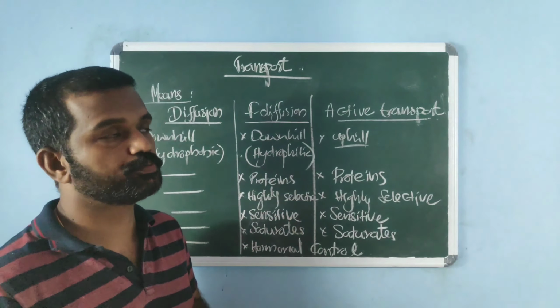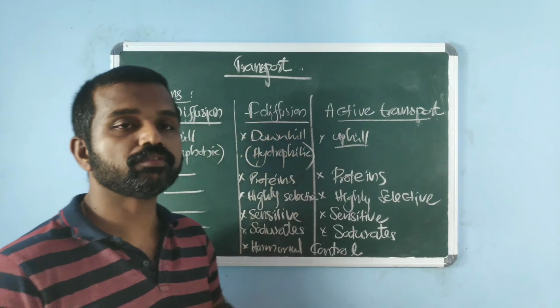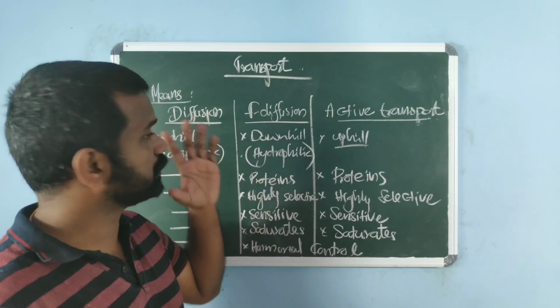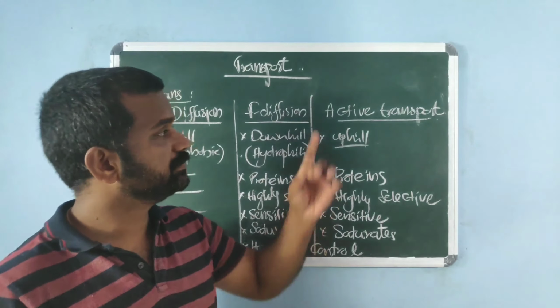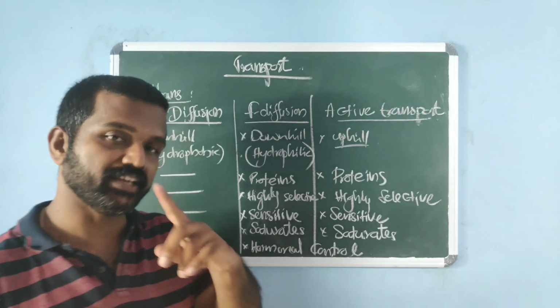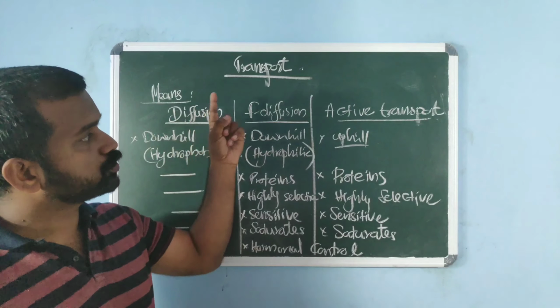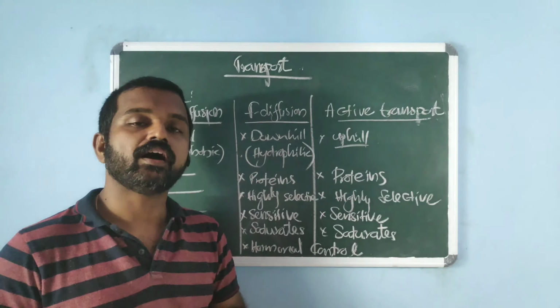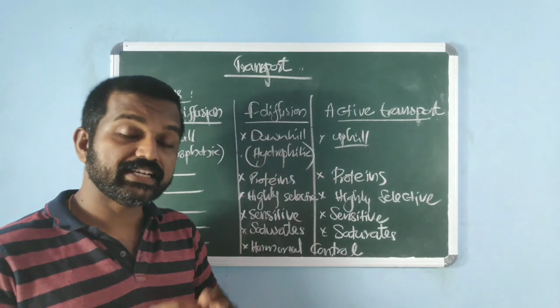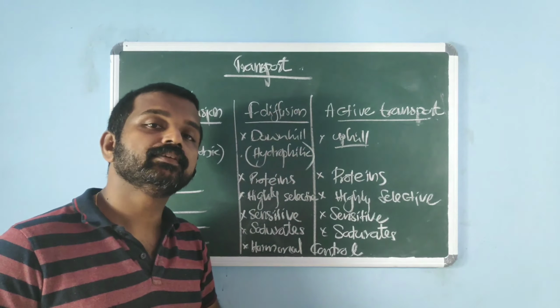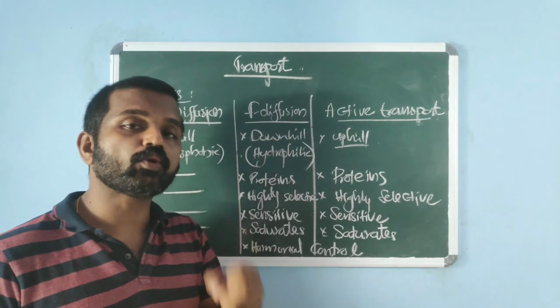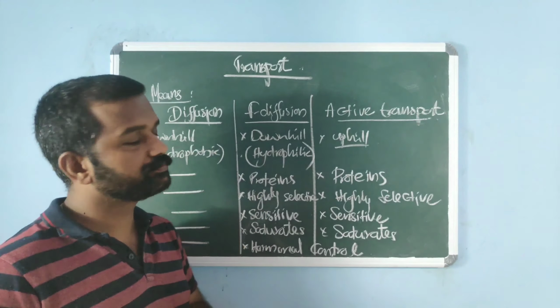Then means of transport. Means of transport includes diffusion, that is simple diffusion, then facilitated diffusion, then active transport. Here, simple diffusion and facilitated diffusion are passive processes, they don't require energy. Whereas active transport is an active process, that means it requires energy, ATP.